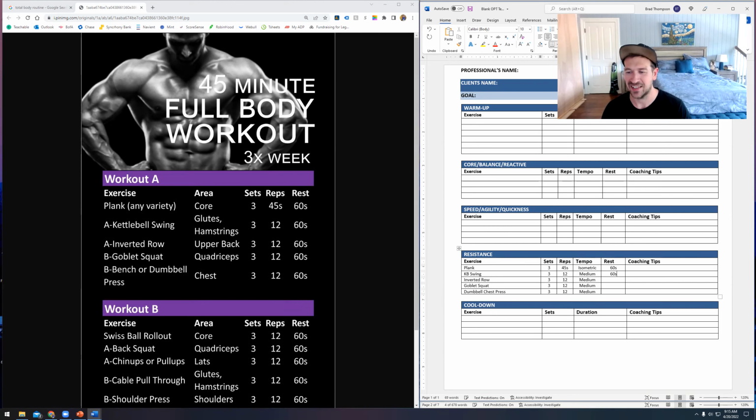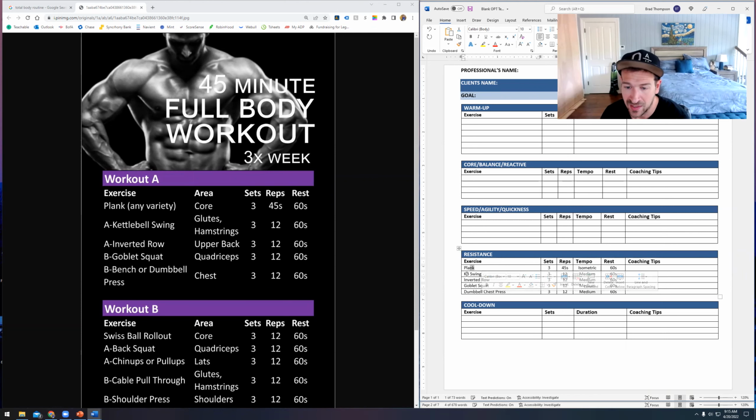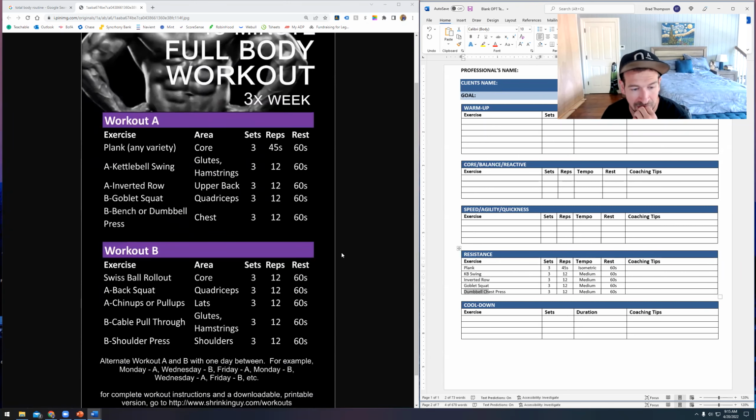And then 60 seconds of rest after each one of these. So here's the thing. I don't hate this workout. I think this is actually a pretty decent full body workout. It's got a little bit of core in there. It's got glutes and hamstrings, as well as glutes and quads, upper back and chest. It's missing a little bit of shoulder work. If it were me, I would modify this first workout to get a little more shoulder action in there.